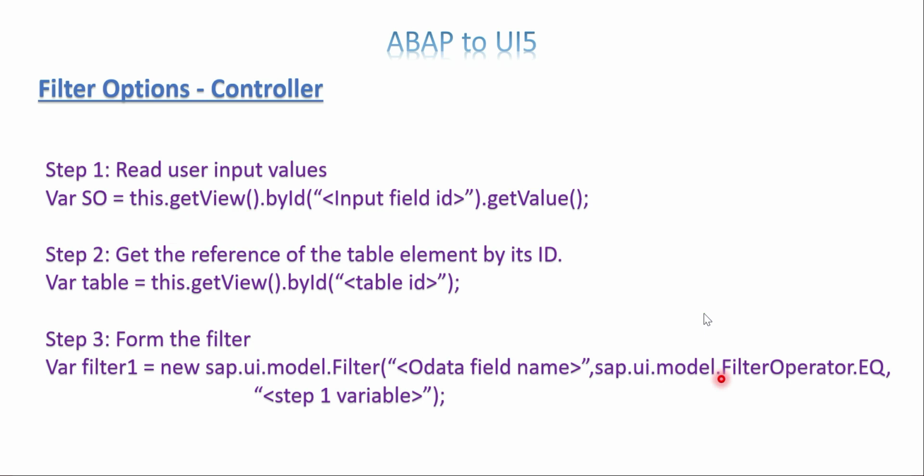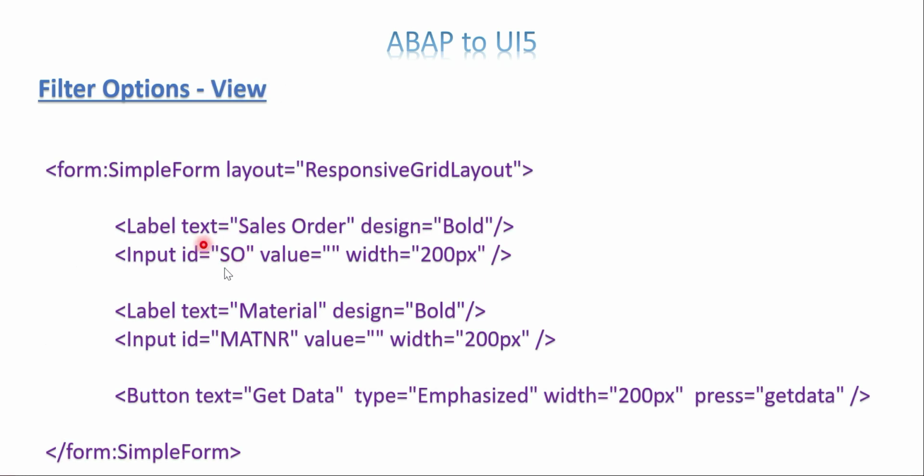For that, we are using a standard way of reading the value from a field. So it's going to help us over here. I'm going to declare a flow variable with some variable name. It can be anything. It's not the same as your ID, just any name. It is equal to this dot get view by ID input field value. What is the input field value in the previous screen? That is SO, right? So this is the input field value for the sales order input box, and this is MATNR for the material input box.